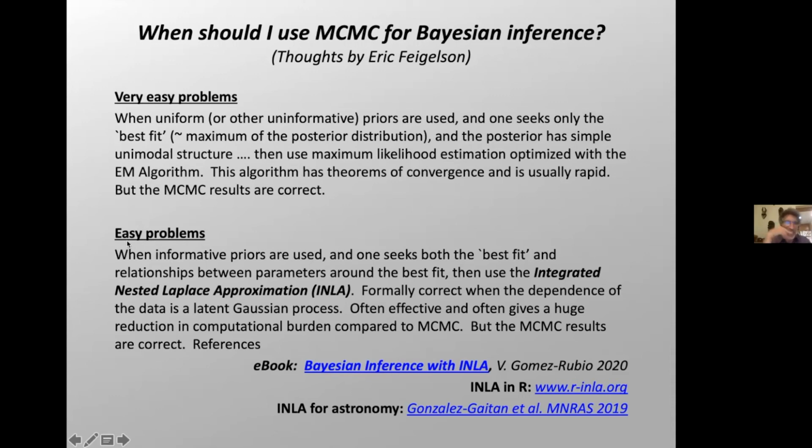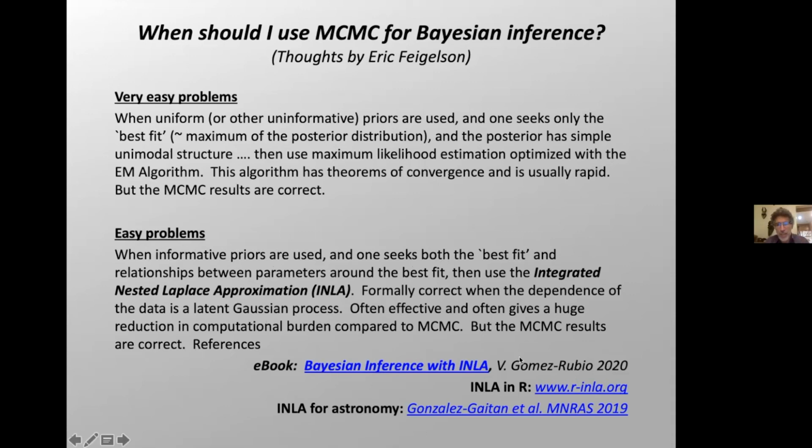For what I call easy problems, you have informative priors, and you want both the best fit, but also you want to see the shape of the posterior around the best fit. But it's still just one peak and it's not very structured. Then I would say why don't you try INLA? It actually is formally correct by theorem when the data is a Gaussian process, and it's often effective, and it may be 1,000 times faster computing than MCMC. It could be much faster.